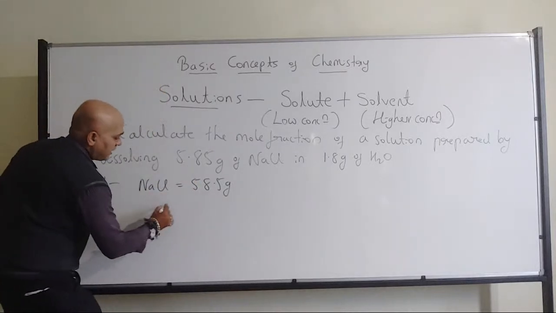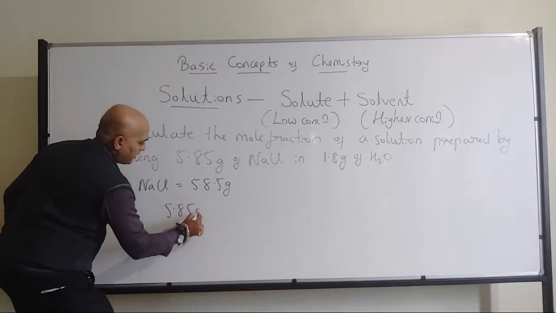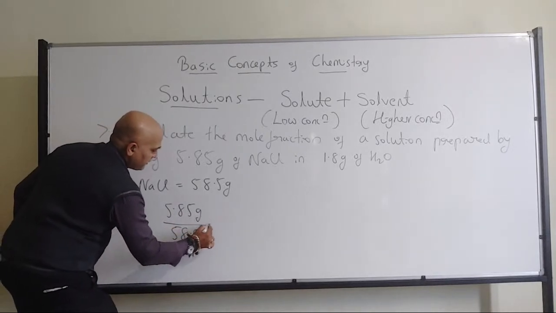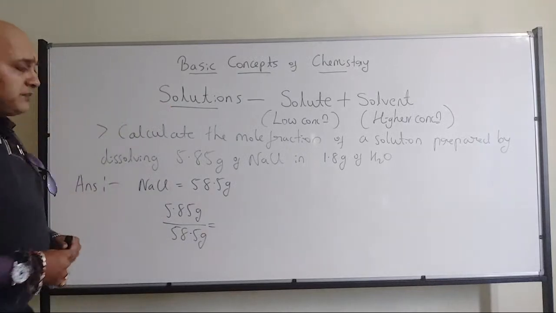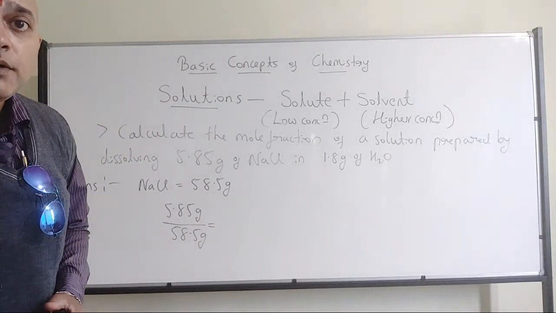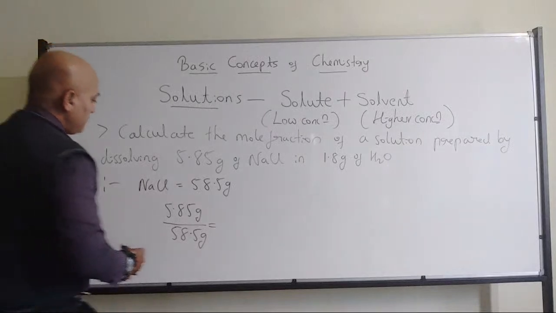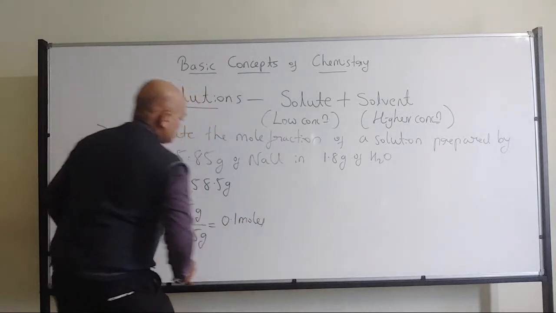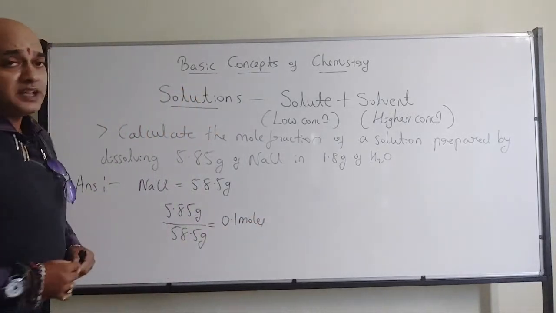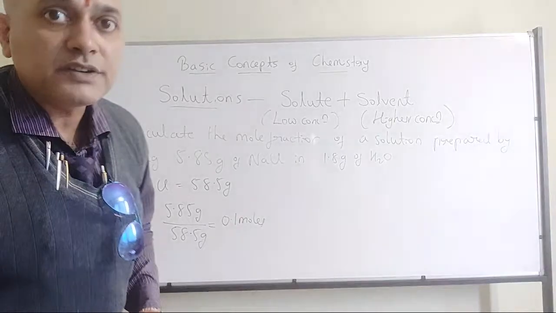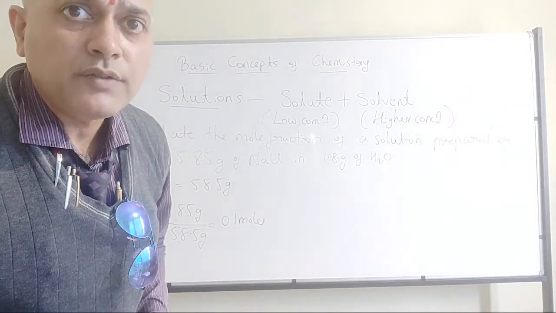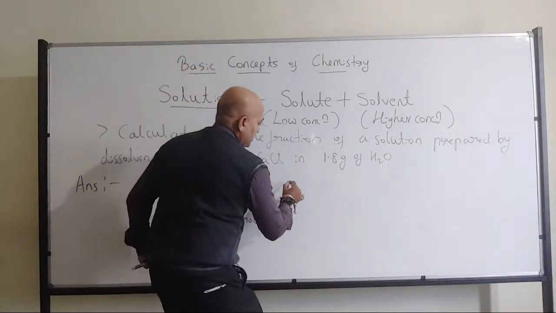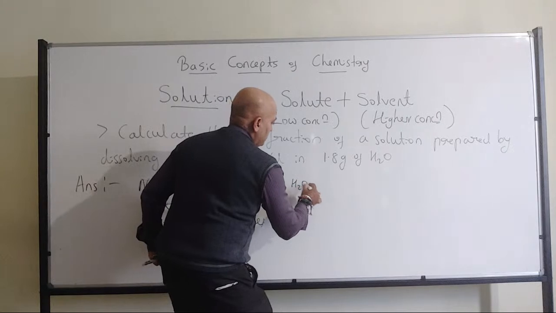Now what is the given mass? The given mass is 5.85 gram, divided by 58.5 gram. How much will it be? It will be 0.1 moles, right? That is with respect to sodium chloride. Okay, final answer. Now, when it comes to water, what is the molar mass of water?